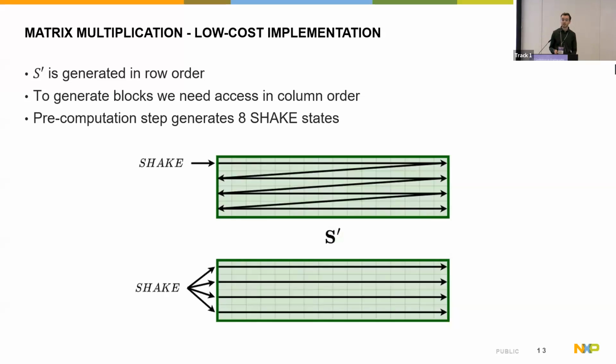The first issue is that it's not by default easy to generate these blocks of S prime, because the way it is defined is that you generate the randomness of S prime from one shake call. So it's one long output, but then in the row order. We actually want to access it in the column order. So what we do is we do a pre-computation step, where we effectively go through this whole matrix, or generate all this randomness, we actually do not store this output. The only thing we do is we copy the shake state every time it's at the beginning of a new row. So after this pre-computation step, we have 8 shake states. And to generate the next block, we simply squeeze out the next few values from every one of these shake states.